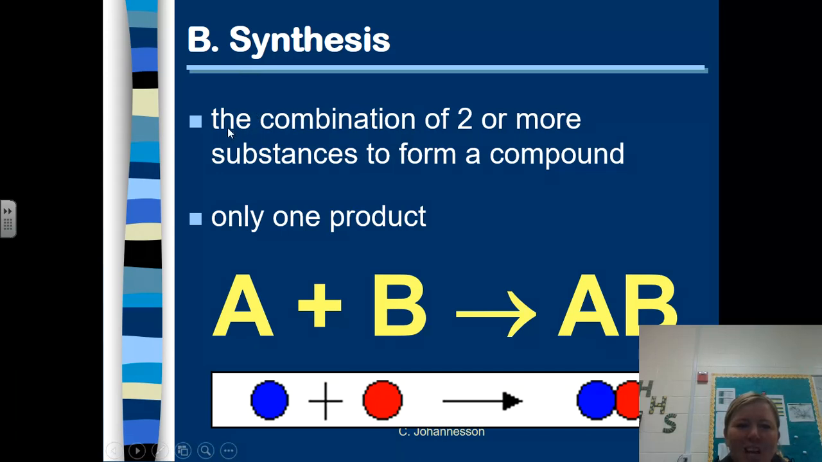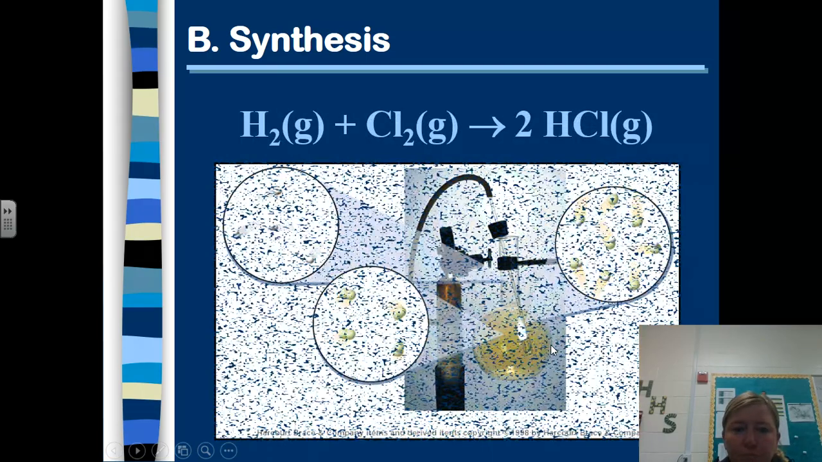The synthesis reaction is the combination of 2 or more substances to form a compound. There is only one product. That's how you're going to know it's a synthesis reaction. One product. Typically, these are single elements coming together to make their compound over here, but they don't have to be. There will always only be one product.